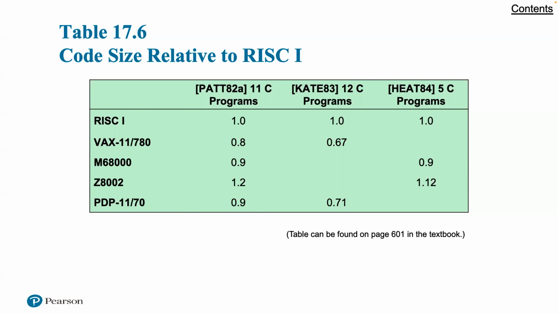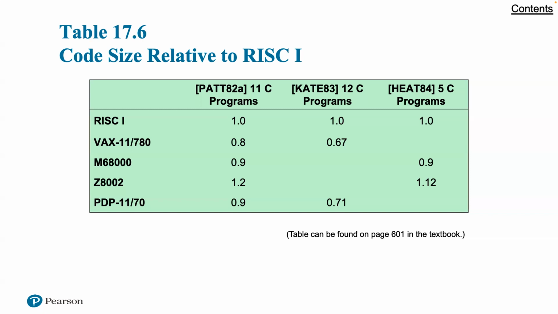Table 17.6 shows the results for three studies that compared the size of compiled C programs on a variety of machines, including a RISC-1, which has a reduced instruction set architecture. Note that there is little or no savings using a CISC over a RISC. It is also interesting to note that a VAX, which has a much more complex instruction set than a PDP-11, achieved very little savings over the latter.